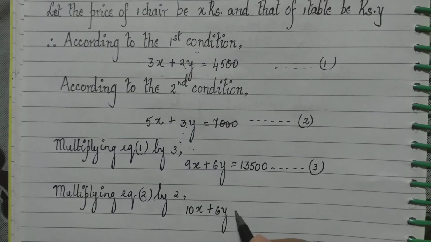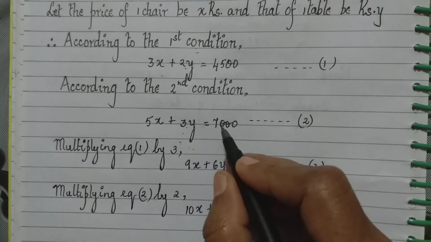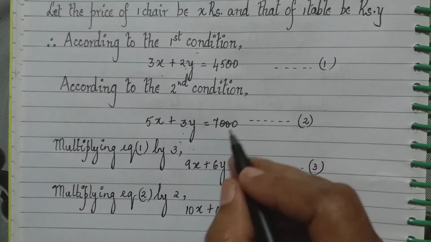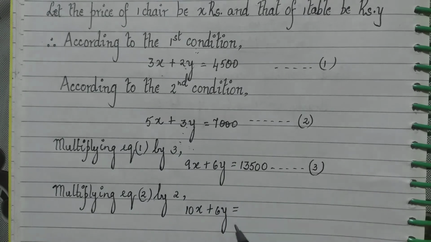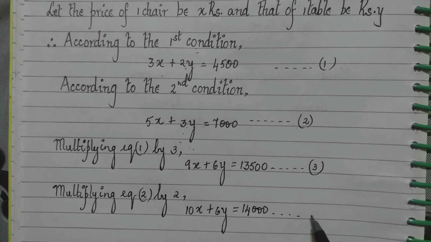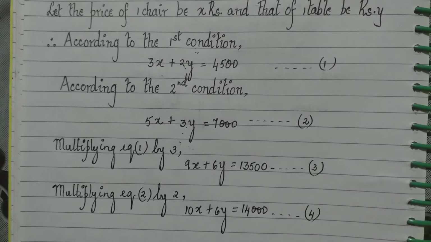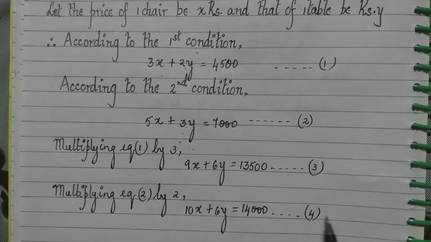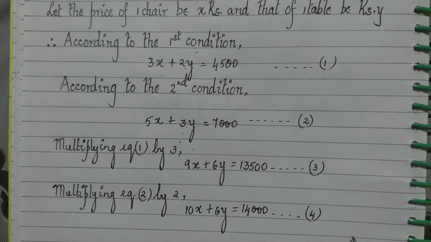So I have here 6y is equal to now 7,000 into 2. 7 into 2 is 14. So 7,000 into 2 will be 14,000. Now I will number this equation as 4. This equation 2 is different from 4 because 2 is multiplied twice and I have got this equation. So I have equation 3 and equation 4 now.